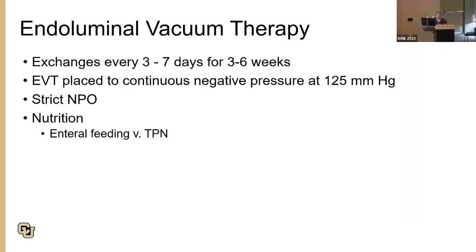So when you have a patient who's undergoing EVT, once you have that sponge in place, you can perform exchanges every 3 days. We've actually spaced ours out for a lot of patients to 7 days. And on average, it's taking these defects over 3 to 6 weeks to heal. During that time, that device is placed to continuous negative pressure. There's a variety of different pressure ranges that are performed at different centers and reported in the literature. We put ours at 125 millimeters of mercury.